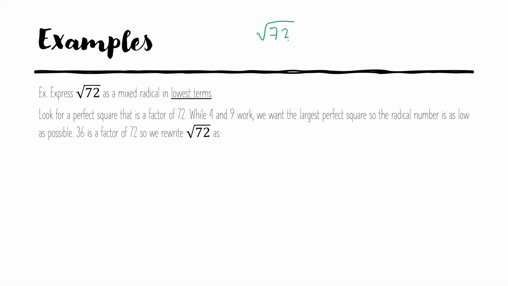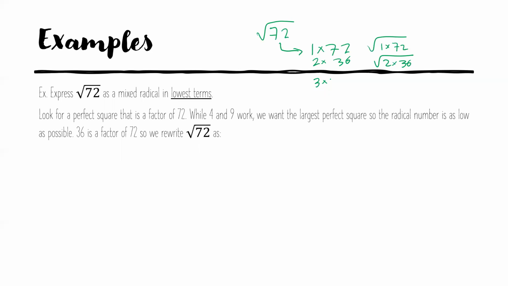72 is a hard one because there's actually lots of factors for 72, right? Lots of numbers that could work. So I'm going to even write them out so you can see. We could have the square root of 1 times 72. We have 2 times 36, so we could have the square root of 2 times 36. We have 3 and 3 works as well.